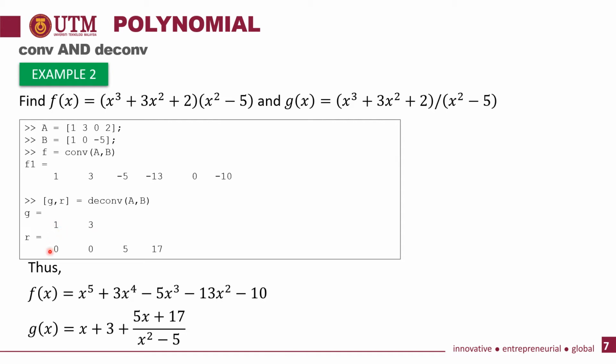But for r, this expression you need to divide again. If this expression is divided by x squared minus 5, the remainder will be divided again by x squared minus 5. For example, this 1 here represents x, 3 here represents the number 3, and then 17 here represents 17, and 5 here represents 5x, because this represents x to the power of 1, right? So this one represents x to the power of 0. And then all of the remainder terms will be divided by x squared minus 5, which you get from here. Okay, so you need to do it that way.